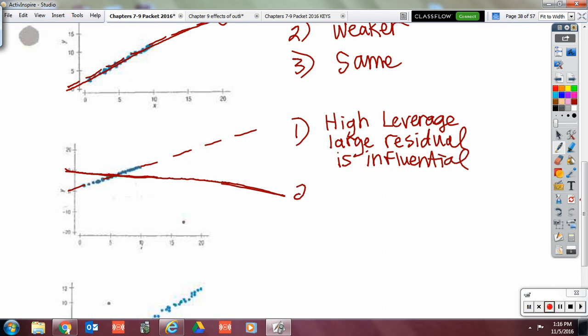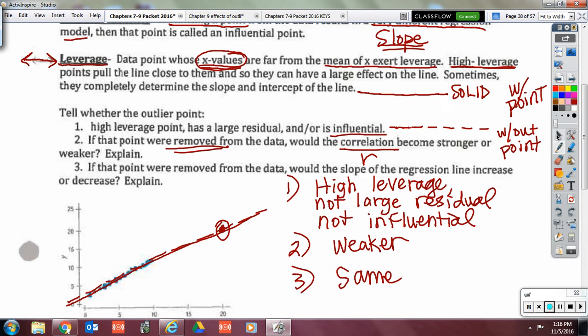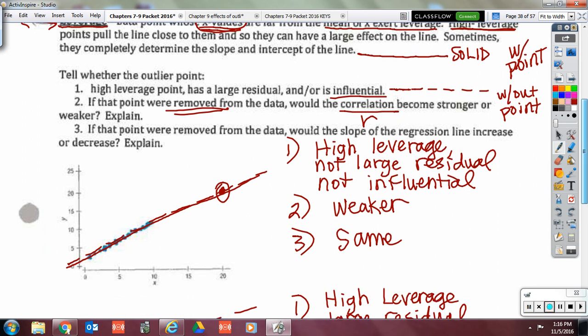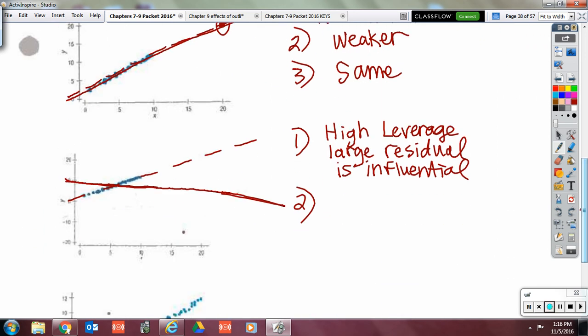Okay, number 2. If that point were removed, so again, solid to dotted, what would the correlation do? Become stronger or weaker? So solid, what kind of correlation with the point in there? It is weak. So removing this point, the strength of the correlation gets stronger. You have to really think of how the question is worded. Removing the outlier point makes the correlation stronger.